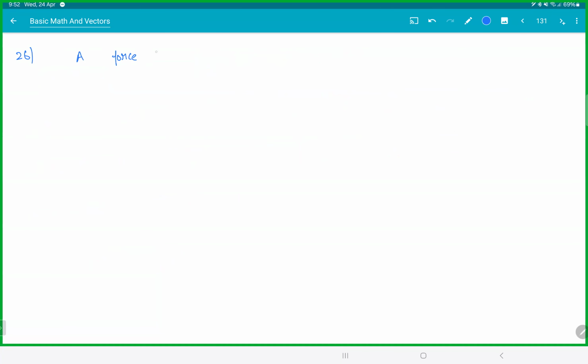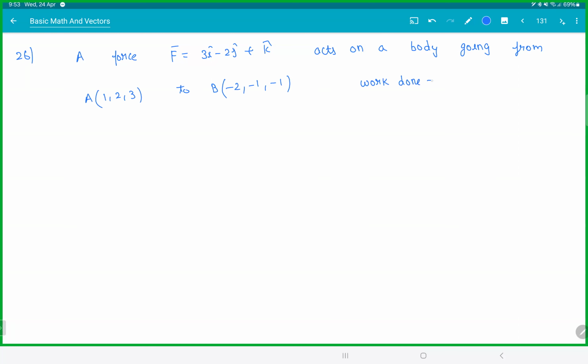A force F bar, which is 3i minus 2j plus k, acts on a body going from point A, which is 1 comma 2 comma 3, to point B, which is minus 2 comma minus 1 comma minus 1. The formula for work done is given by force dot displacement vector, which is F bar dot AB bar. There, I gave you all the information. Find the work done.